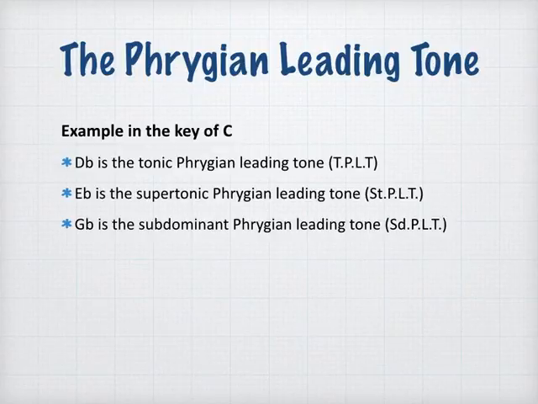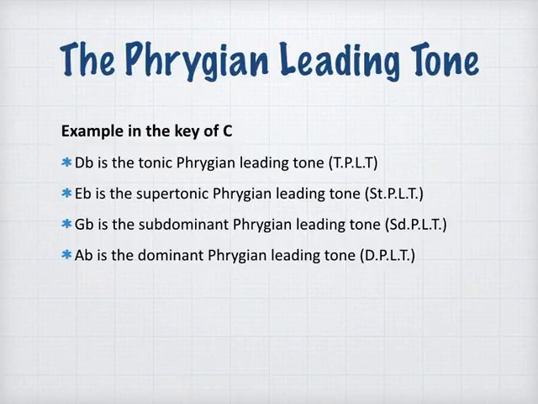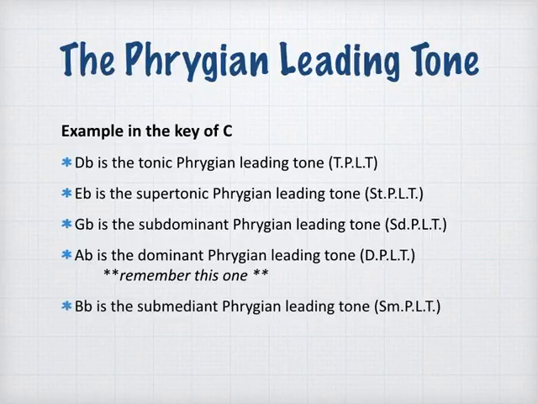The subdominant is F, the Phrygian leading tone is G flat, so G flat is the subdominant Phrygian leading tone. The dominant is G, so A flat is the dominant Phrygian leading tone. Again, remember this one. The leading tones to the dominant are very important. The submediant is A, so B flat is the submediant Phrygian leading tone.